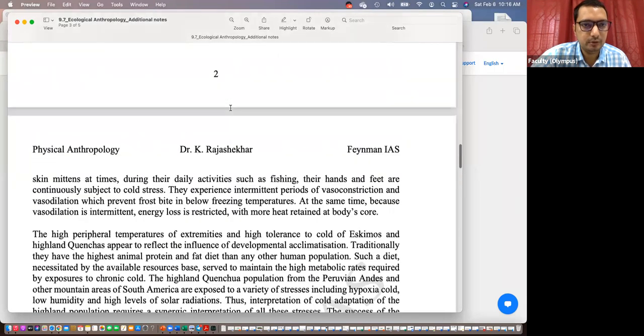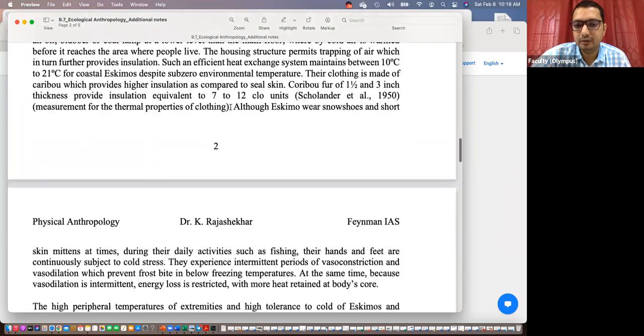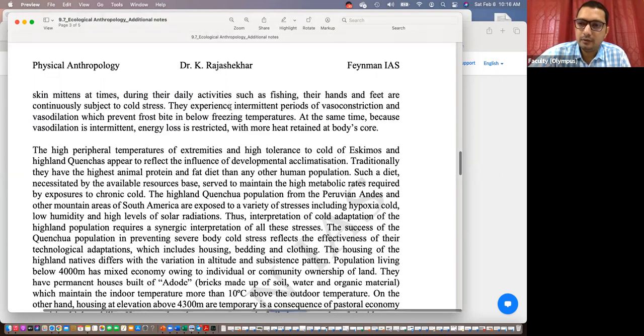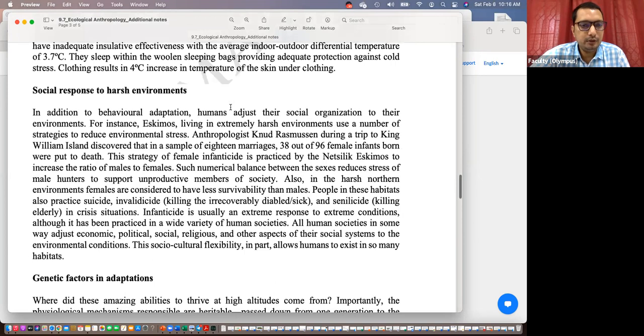So with examples, go through them. Together with what we discussed, what I showed in the slides, plus this information should help you provide enough information on cultural as well as biological adaptation. And one thing I wanted to add here is the social response to harsh environments. This is also something really interesting that I found out, how people socially respond to harsh environments.